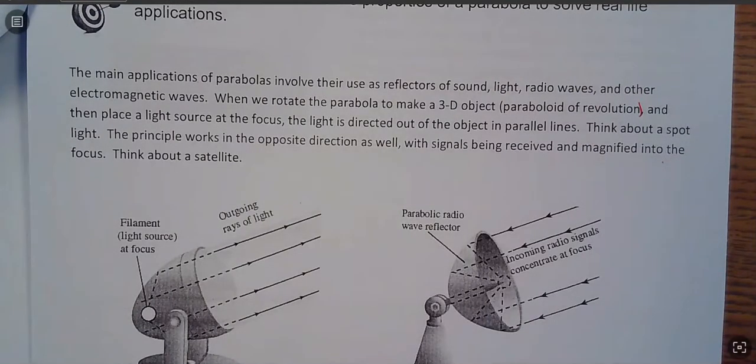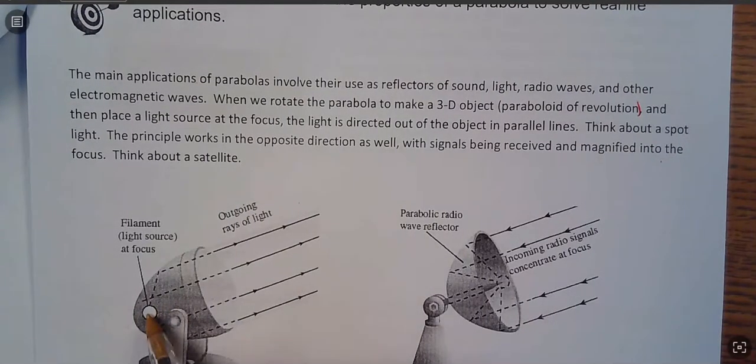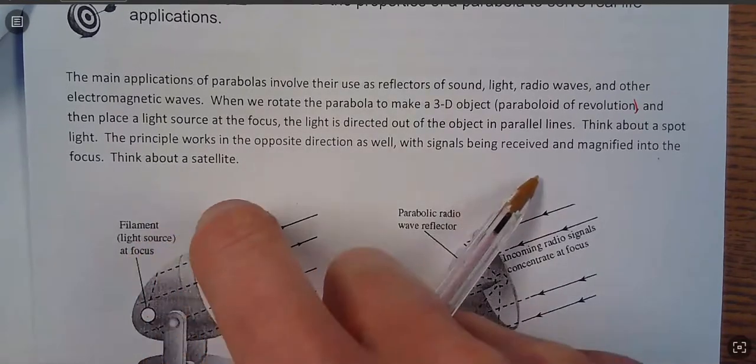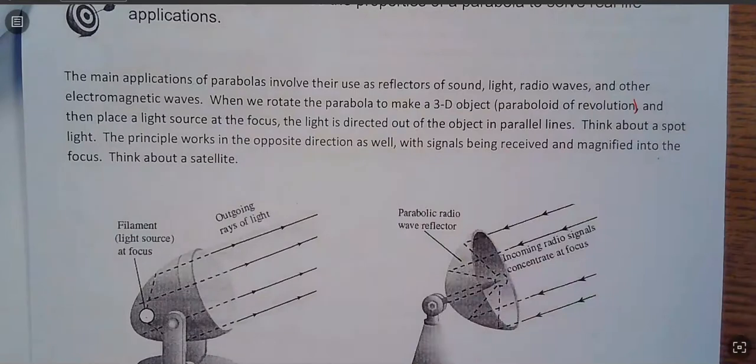If you put a light source back here and turn it on, all the light is going to bounce off those and go out, and actually the light comes out in all these parallel lines. So you can direct the light and focus it on one area. Think about a spotlight. And it also works in the opposite direction.